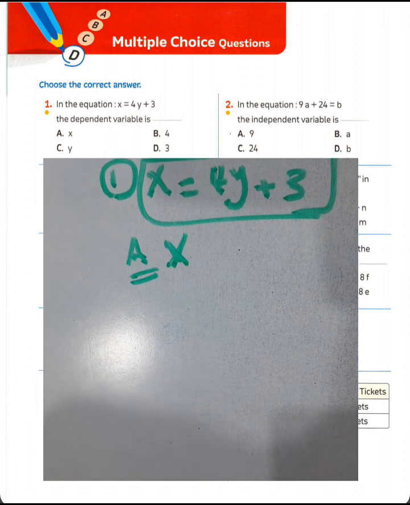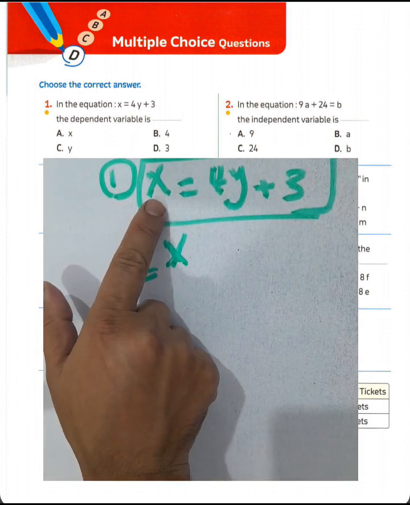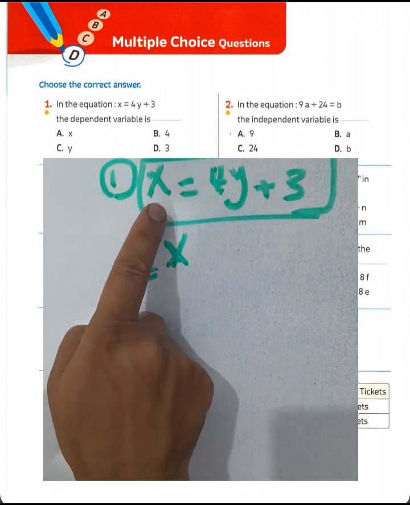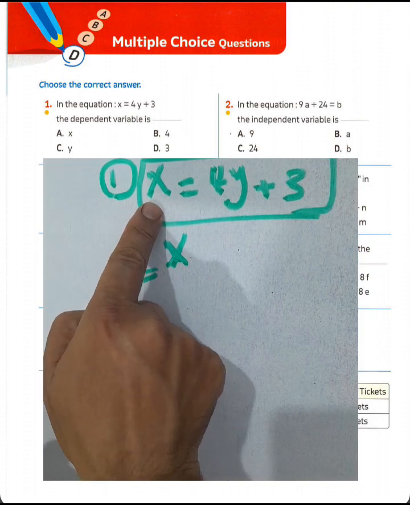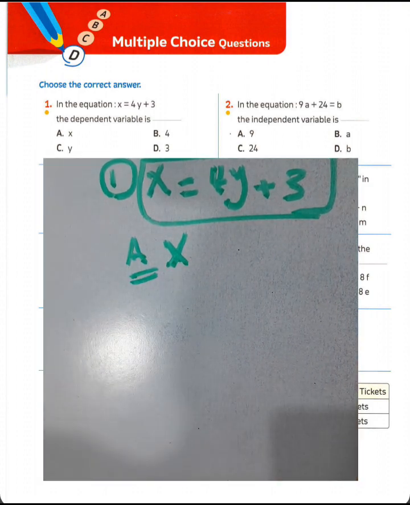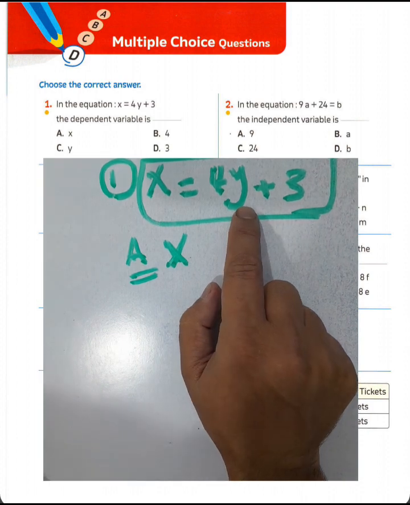Okay, we called x here dependent variable. X we called what in this equation? X we called it dependent variable, but y we called it independent variable.